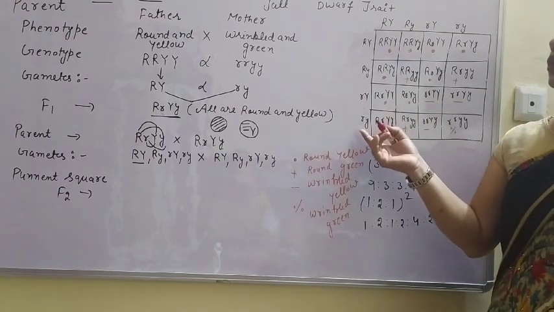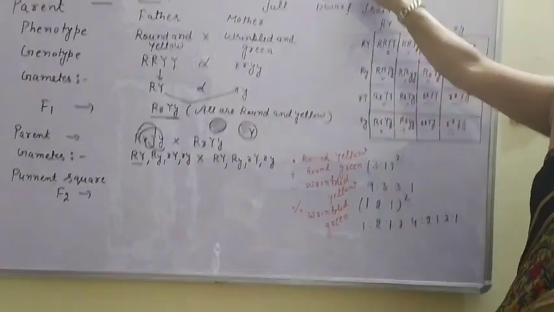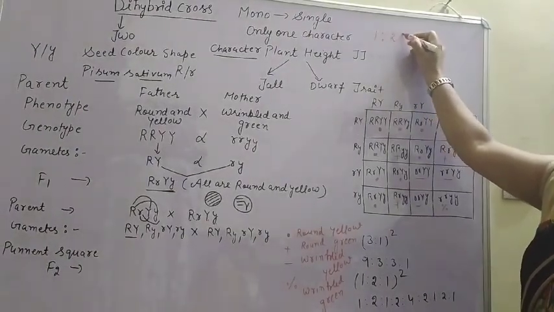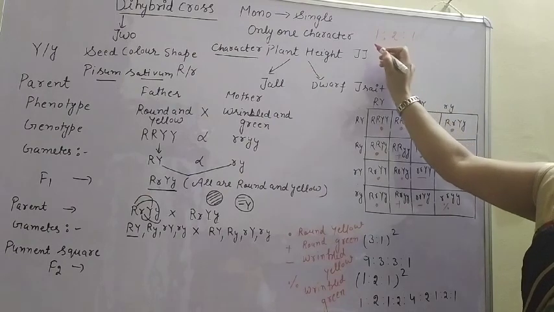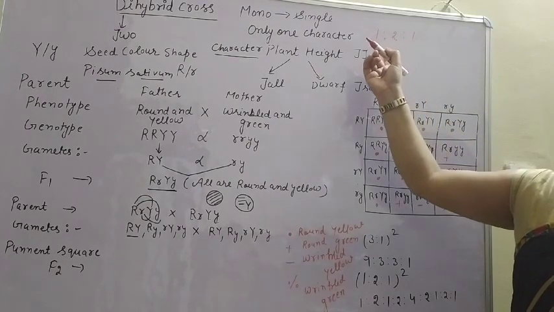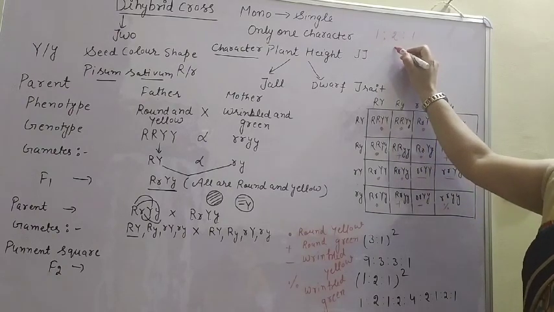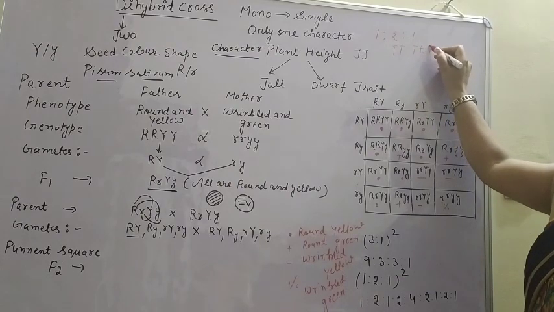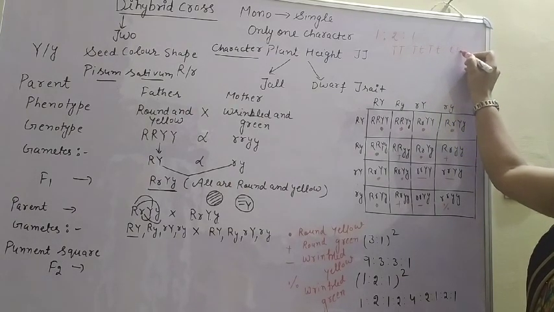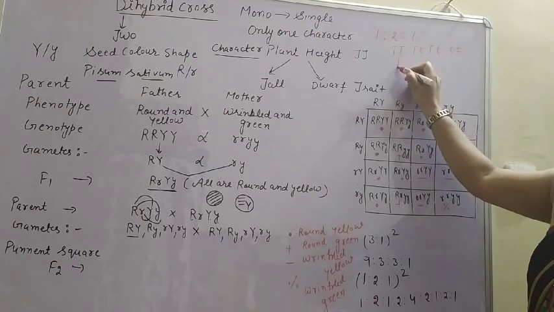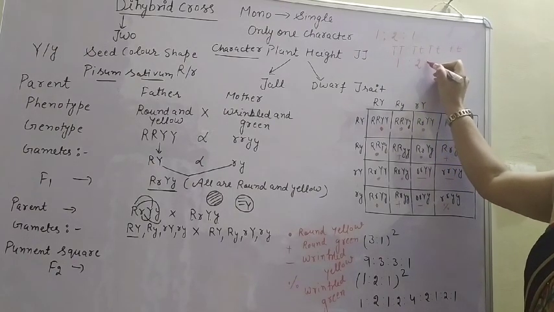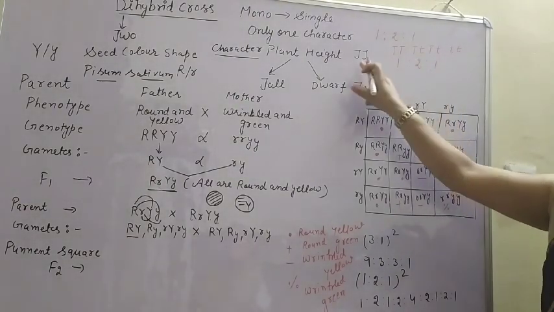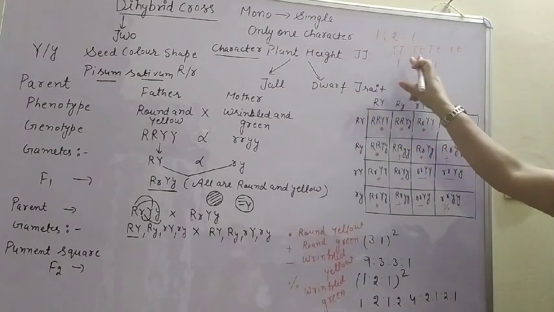So what was the genotypic ratio of the monohybrid cross? The genotypic ratio of the monohybrid cross was 1:2:1. What did we take there? We took the plant height. So the ratio was like that: capital T capital T, capital T small t, and small t small t. So what was the ratio? One is pure tall, two are hybrid tall, and the third is dwarf. So that was the ratio of the monohybrid cross. This is the genotypic ratio.